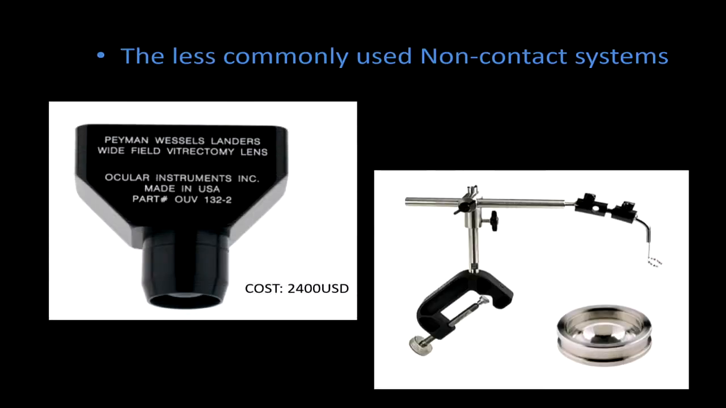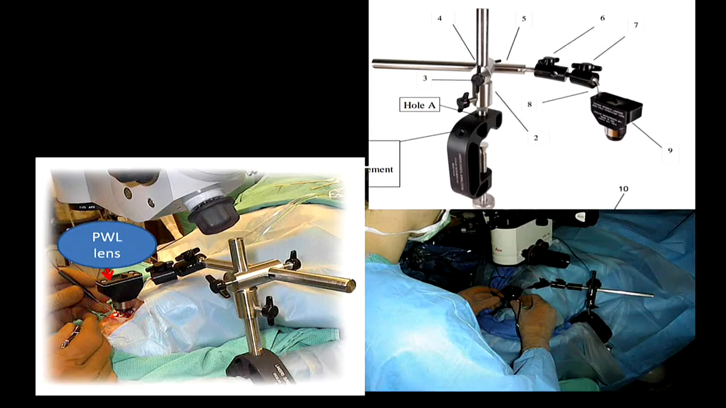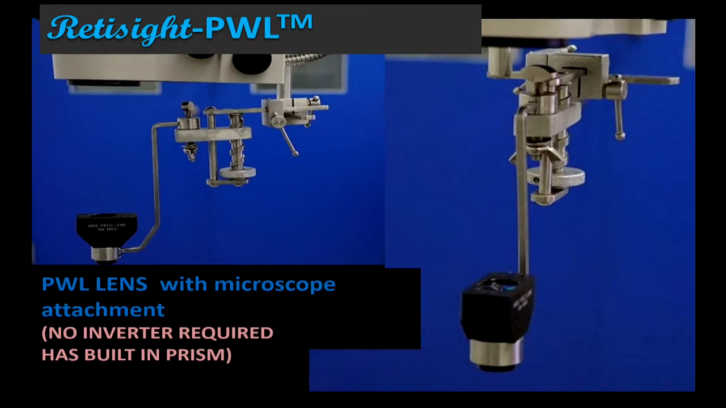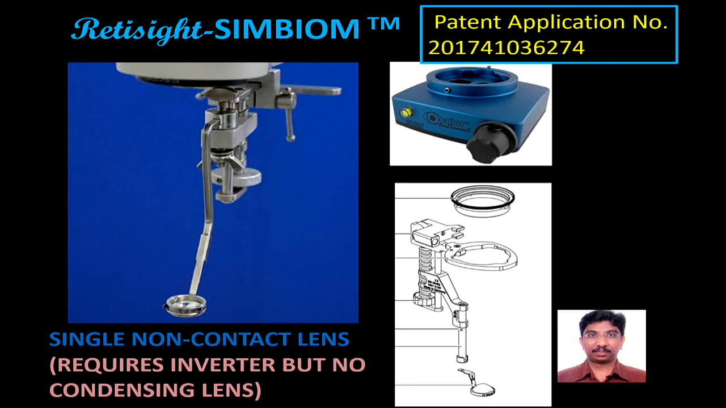Other less commonly used are the PWL lens and the 132 diopter. These are attached to the headrest of the patient's table. However, these are slightly bulky and they're cumbersome. Although I have developed an adapter for using it with the microscope, and you get good quality images, it is nothing compared to what you can get with ReSight or the biome.